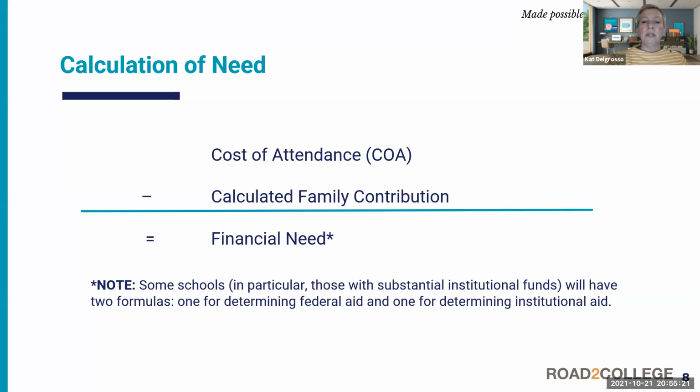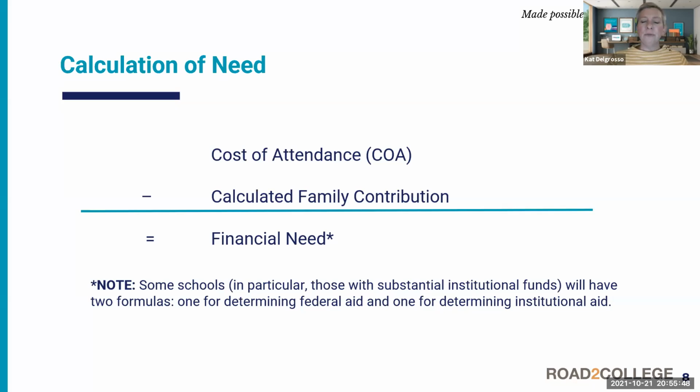So let's talk about the calculation of need and how that works. We've got our cost of attendance, and then in the financial aid process, when you apply for financial aid, they're going to calculate a family contribution. I'm going to talk about the profile tonight, in addition to just in general, the FAFSA produces a family contribution, and that's referred to as the EFC, or the expected family contribution.